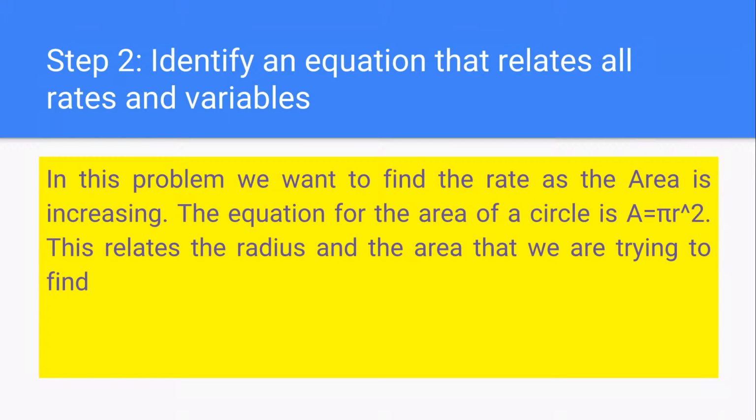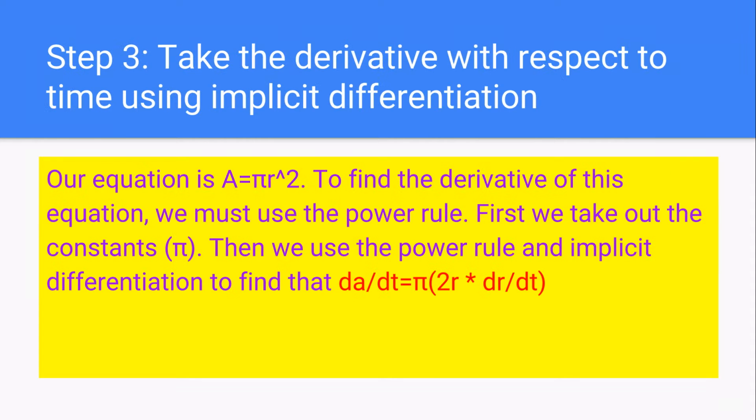Step 2. Identify an equation that relates all rates and variables. In this problem, we want to find the rate at which the area is increasing. The equation for the area of a circle is area equals pi times radius squared. This relates the radius and the area that we are trying to find.